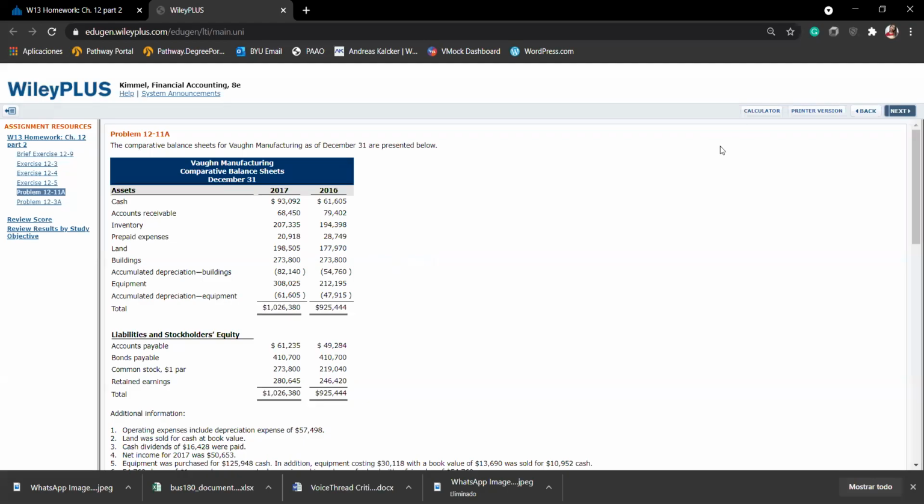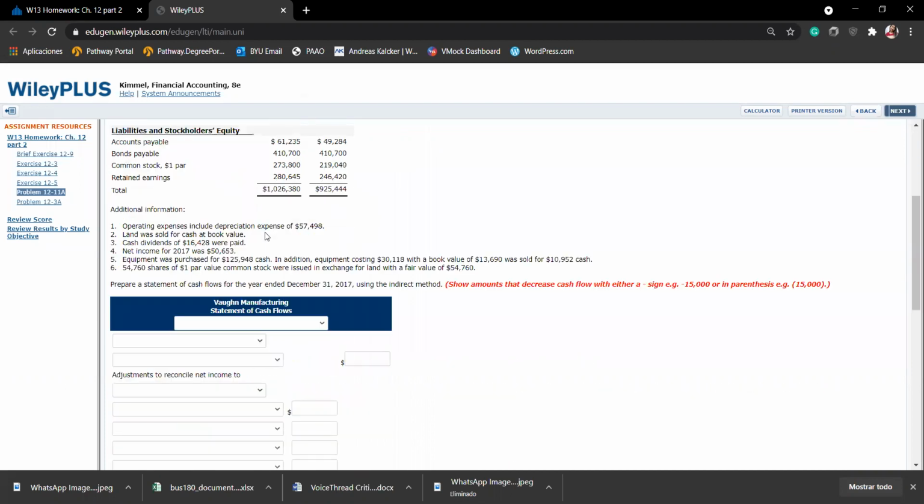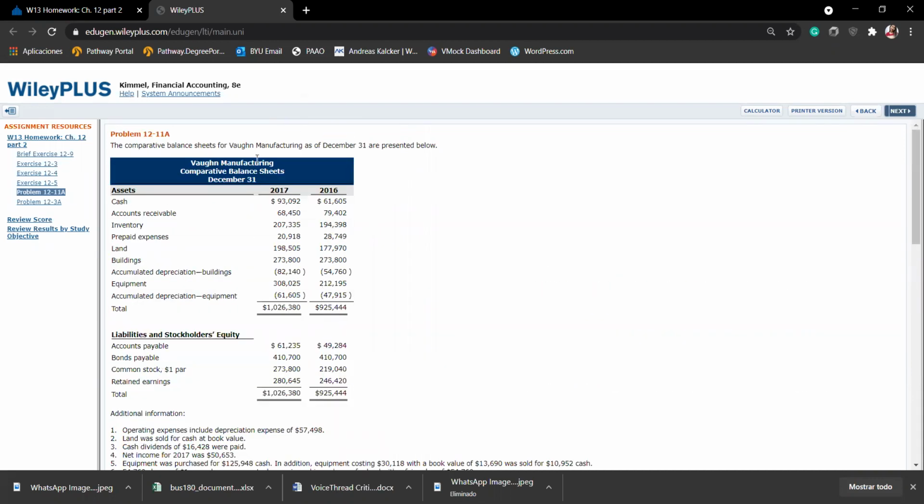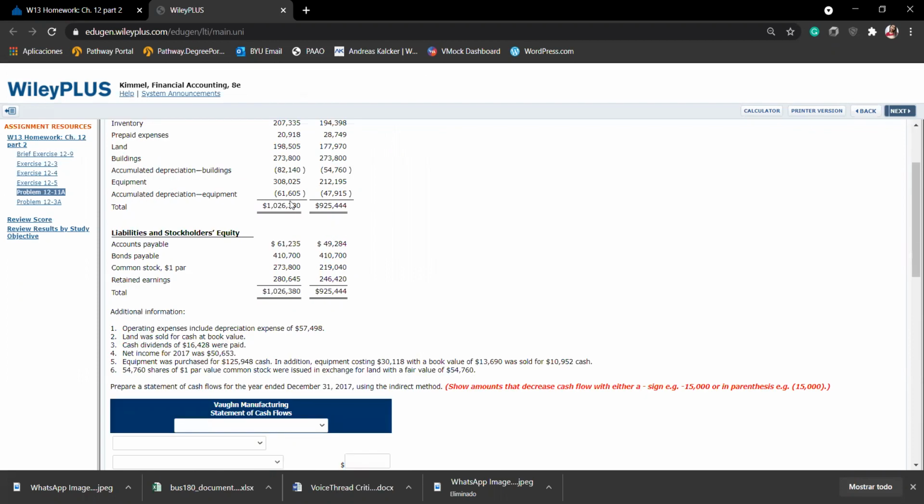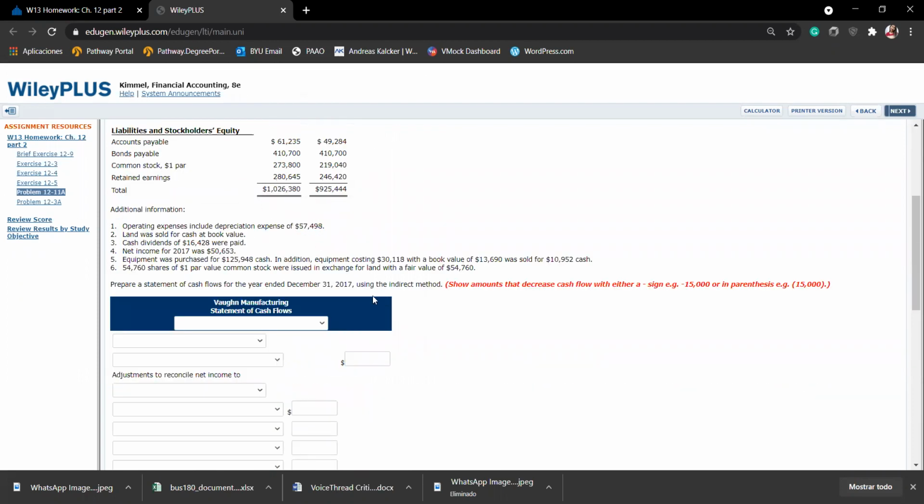Hi everyone, this is an explanation of homework number 2, problem 11a from chapter 12. They need us to do the statement of cash flows for this company. For that, they gave us the comparative balance sheets and additional information. We are going to start by entering the period in which this statement of cash flows is meant to be.